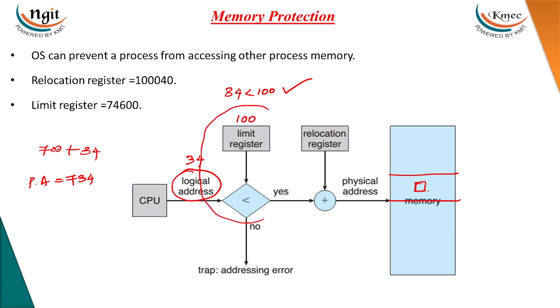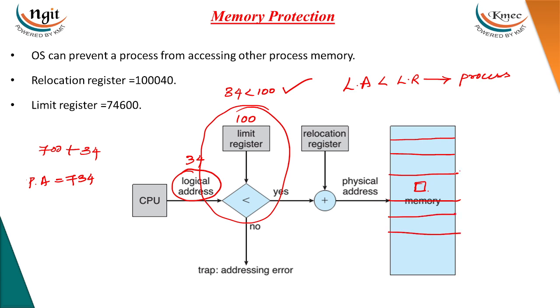Why does the condition that the logical address must be less than the limit register value protect the process in memory? Because at any point of time there are multiple processes loaded in the main memory. Assume that base register value 700 is process px, and 800 is process py, and some 900 and some 1100 something. These are the base register values of these processes. As for size, the size of px is 100, the size of py is 100, and the size of pz is 200.